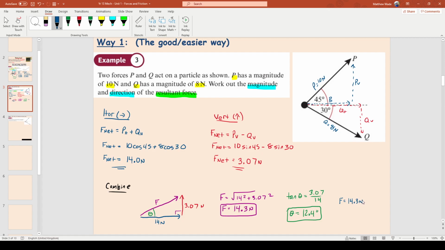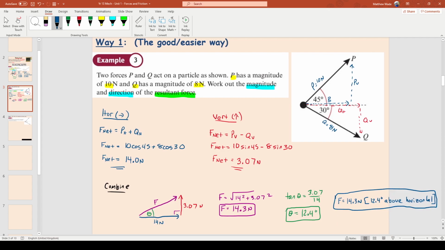14.3 newtons, open a square bracket, and you have to write this actually, so I shouldn't have said only physicists, you have to do this too. And you're going to write down this. You'll write 12.4 degrees, and you'll write above horizontal. Okay? And that is the answer to the question. The square brackets is a physics thing, but you still have to write it just like that.